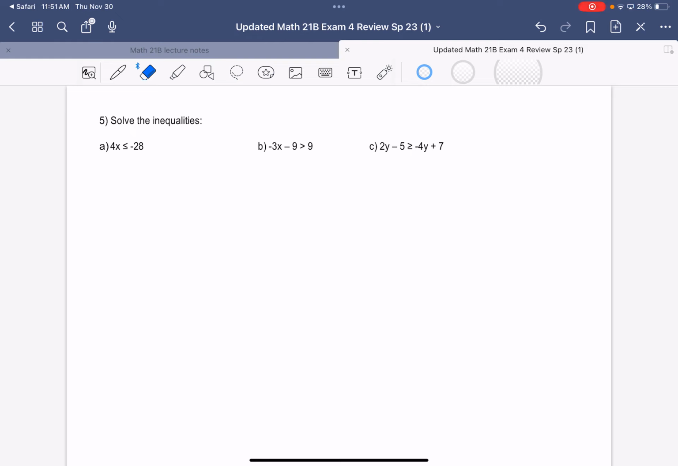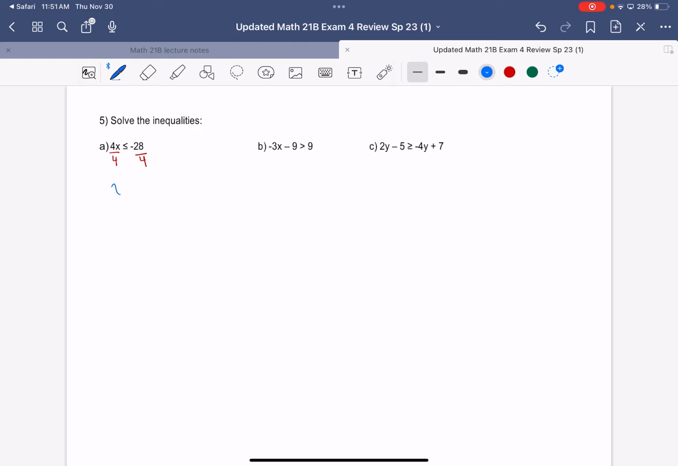Let's see how y'all did. All right, 4x is less than or equal to negative 28. So, solving for x, to get x alone, I'm going to divide both sides by 4.